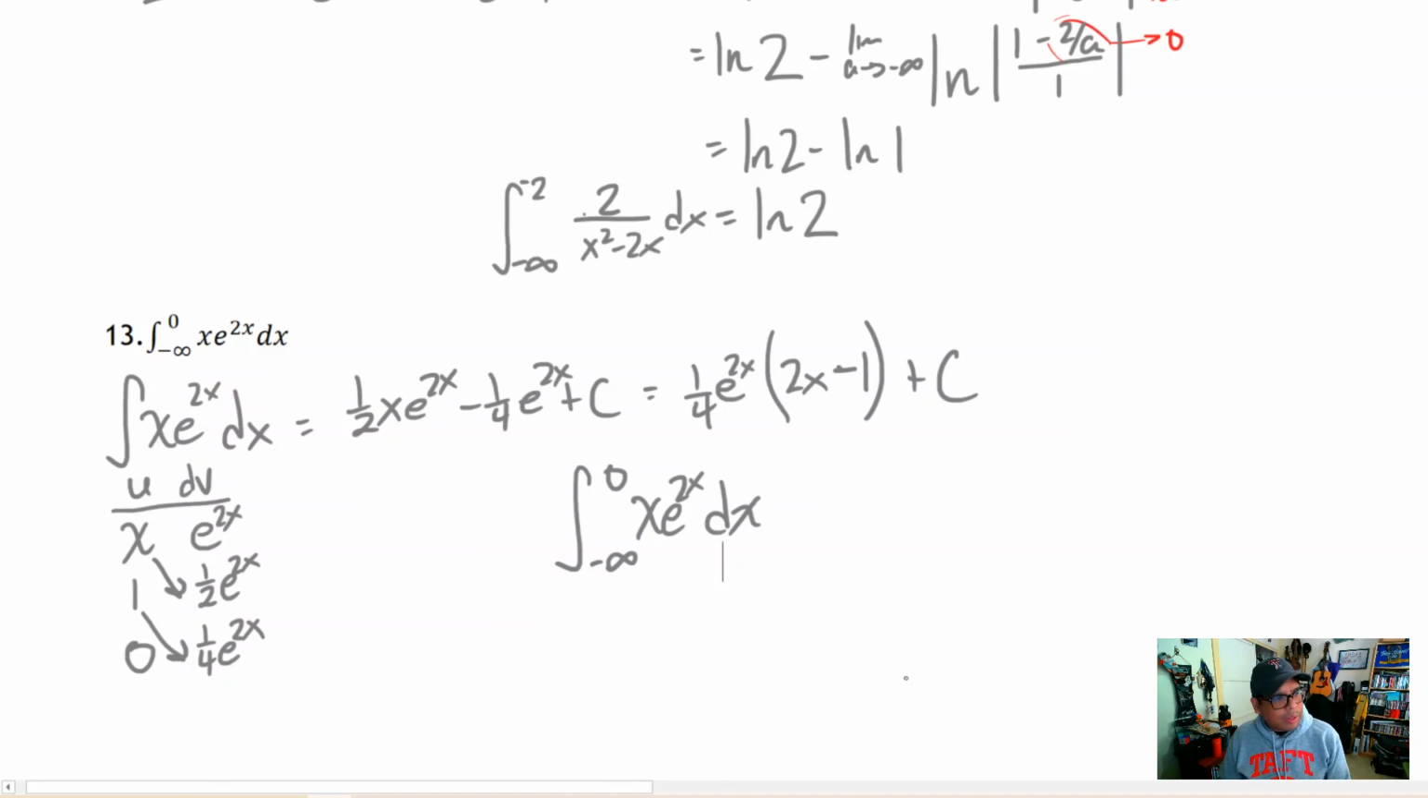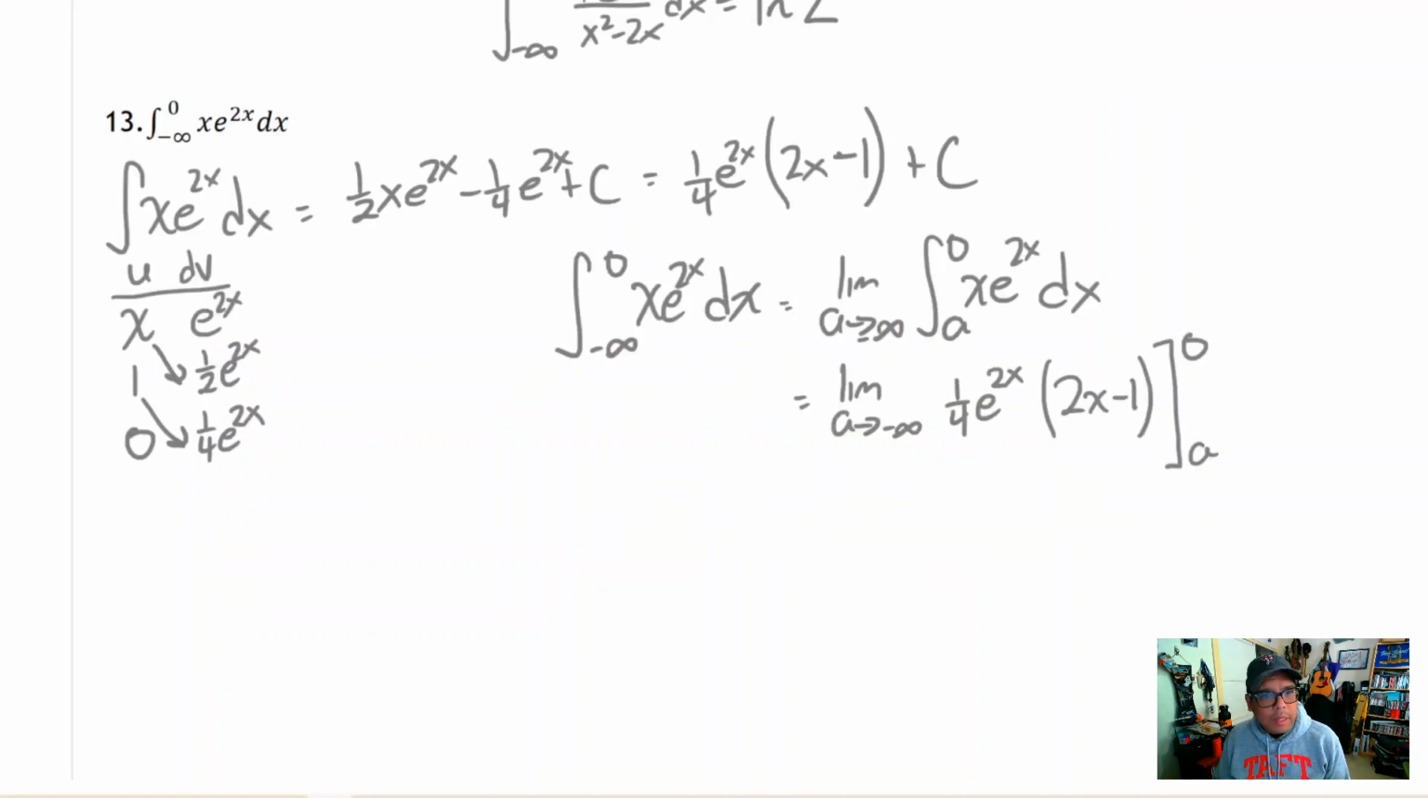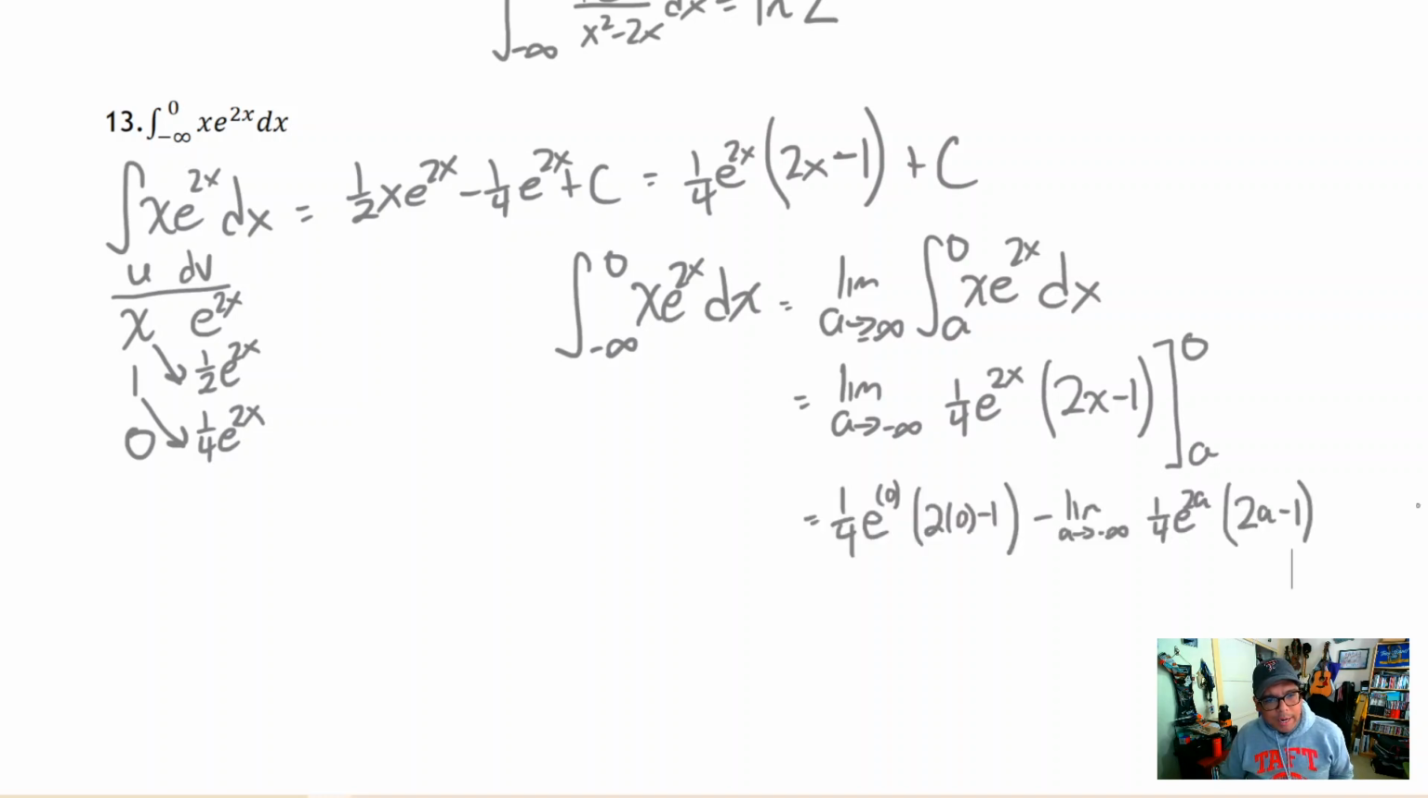So now we'll start with the definite integral from negative infinity to 0. And we'll make this a limit and make the lower limit go to negative infinity. Now we use our antiderivative strategically. So we're going to make the limit as a approaches negative infinity of our antiderivative, evaluated from a to 0. Substitute and subtract. Let's work on this first half here.